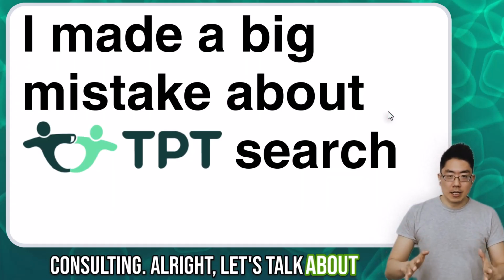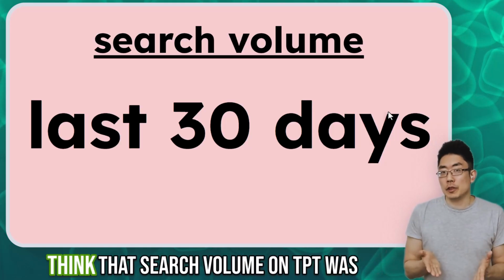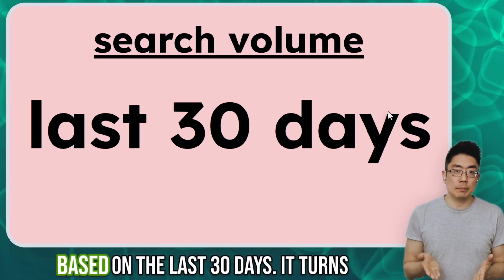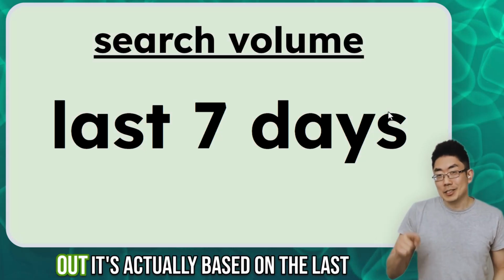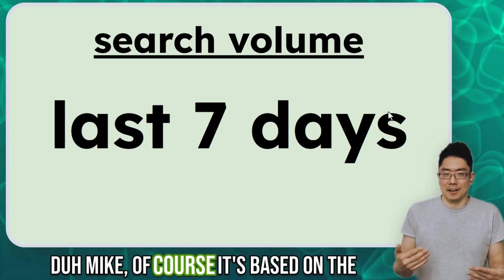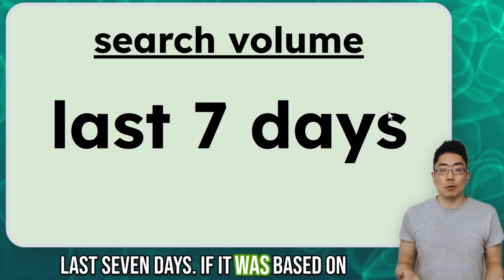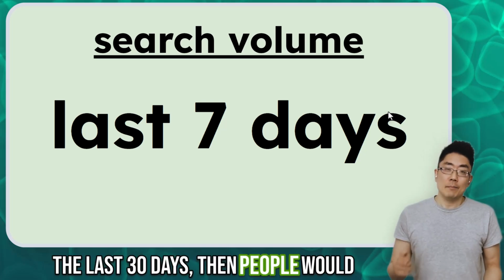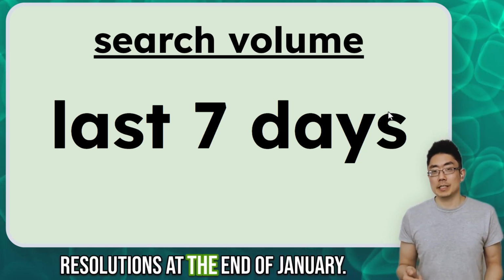All right, let's talk about this big mistake that I made. I used to think that search volume on TPT was based on the last 30 days. It turns out it's actually based on the last 7 days. Some of you are thinking, duh, Mike, of course it's based on the last 7 days. If it was based on the last 30 days, then people would be talking about New Year resolutions at the end of January.